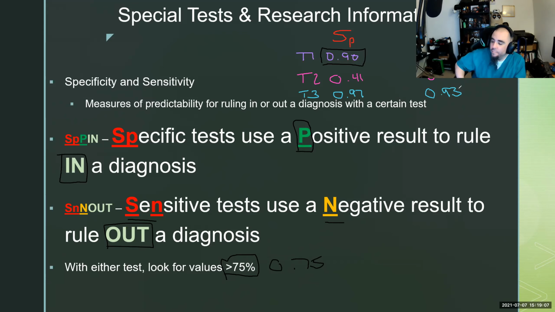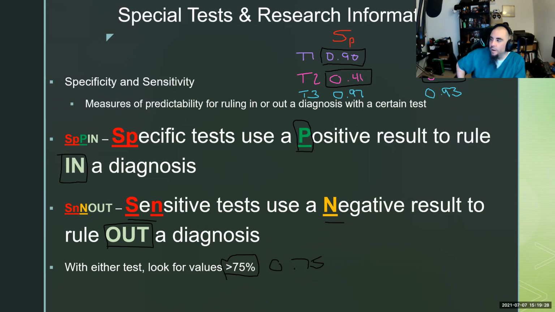Test 2 here, though, is not very good for ruling in a condition, but it's very good for ruling out a condition. In this case, right, John, so if I got a negative test with you, then I would want to do test 2 to definitely rule it out. You're correct.